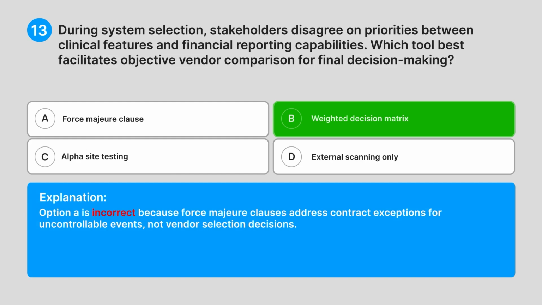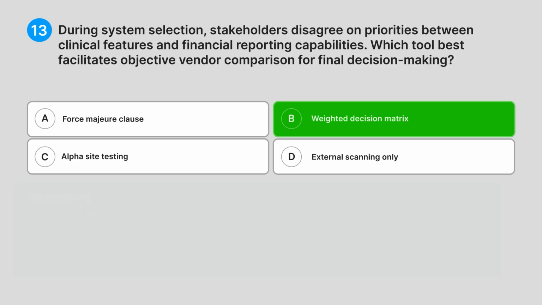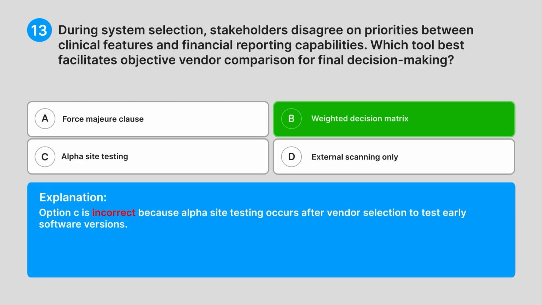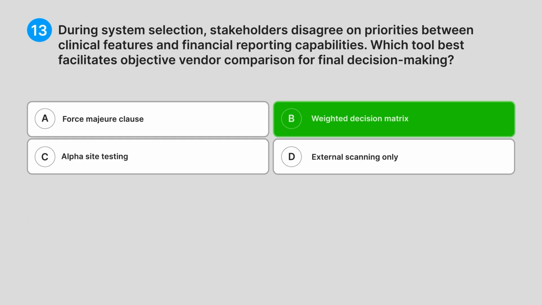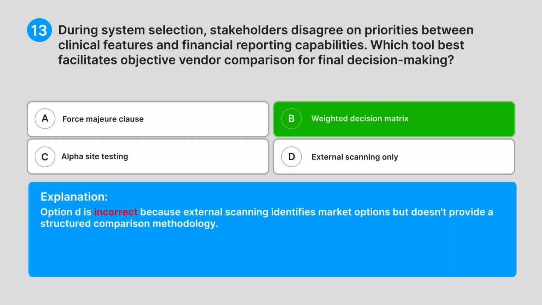Option A is incorrect because force majeure clauses address contract exceptions for uncontrollable events, not vendor selection decisions. Option C is incorrect because alpha site testing occurs after vendor selection to test early software versions. Option D is incorrect because external scanning identifies market options but doesn't provide a structured comparison methodology.